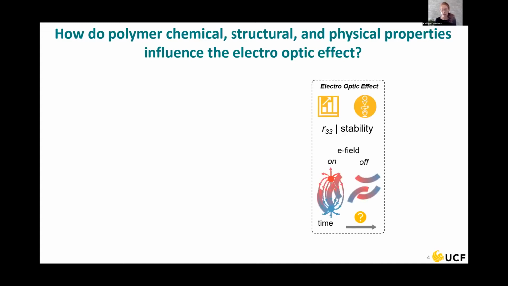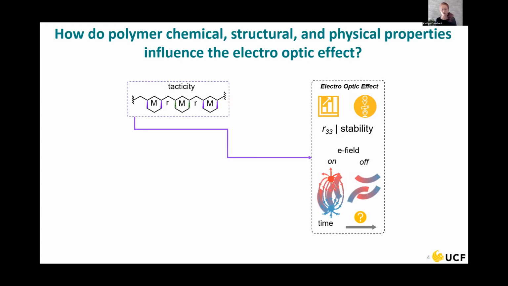So let's say we're looking at the electro-optic effect and we want to measure the R33 effect, or the electro-optic coefficient, and measure its stability over time in the presence of an electric field. Then in terms of the polymer physical properties, we can look at something called tacticity or stereoregularity. This is the direction of the bonds on the backbone of the polymer chain. This is an important component to study because we know in the polymer field that if you have a difference in tacticity, you can have a difference in how the polymer itself ages, which can affect the spatiotemporal stability.